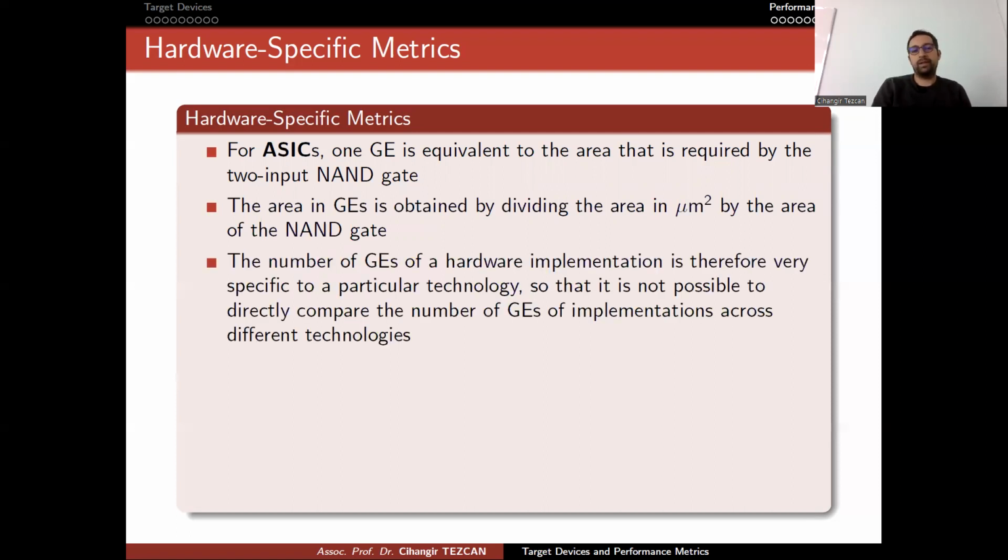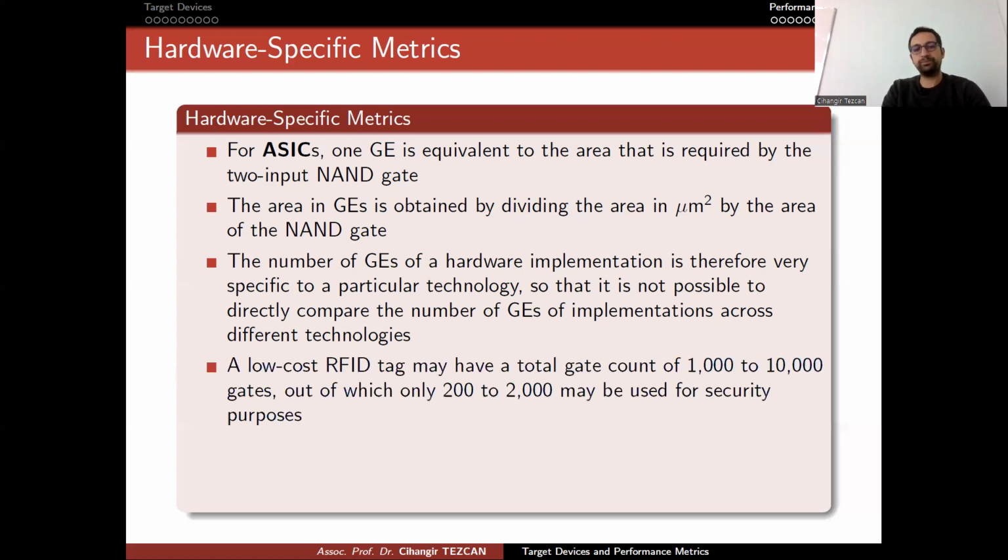The number of gate equivalents of a hardware implementation is therefore very specific to a particular technology. So it is not possible to directly compare the number of gate equivalents of implementations across different technologies. The same thing also applies to FPGAs. In the FPGA part, we don't know how many LUTs or multiplexers we would need. And in this part, you cannot compare gate equivalents across different technologies, nanotechnologies.